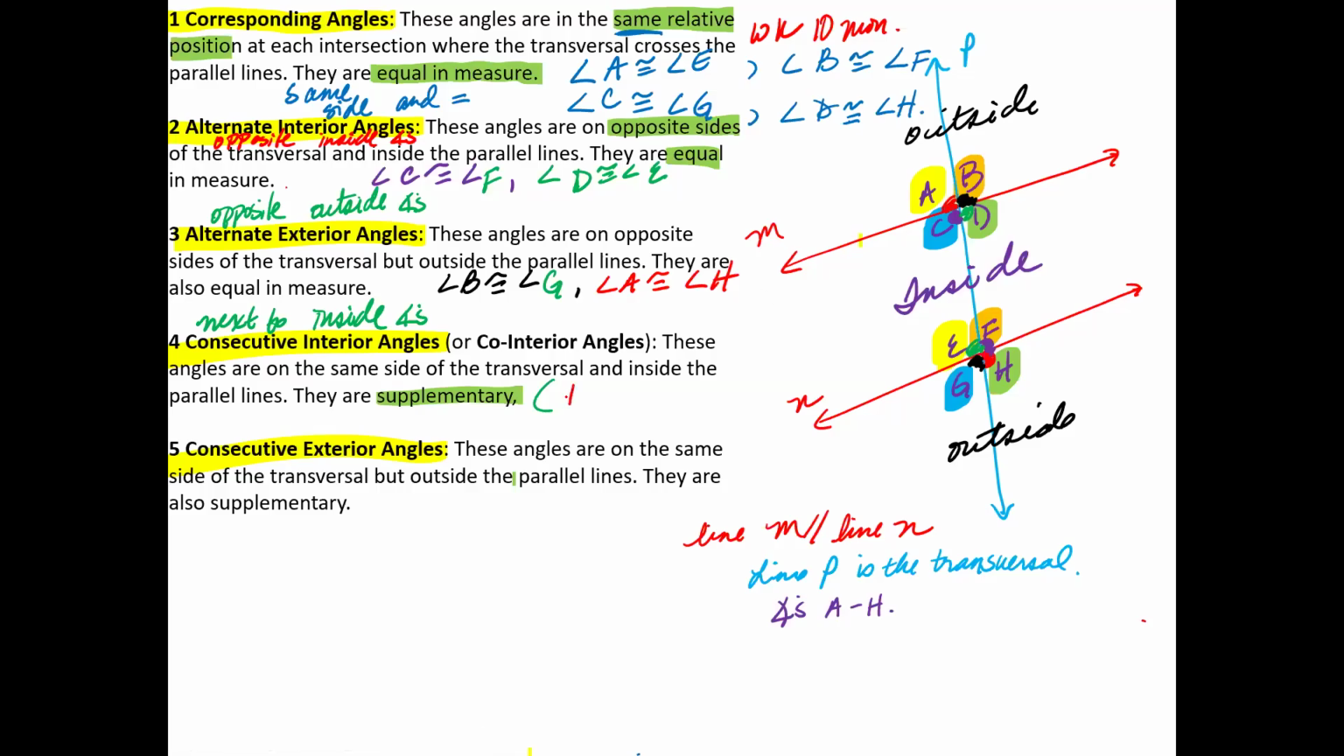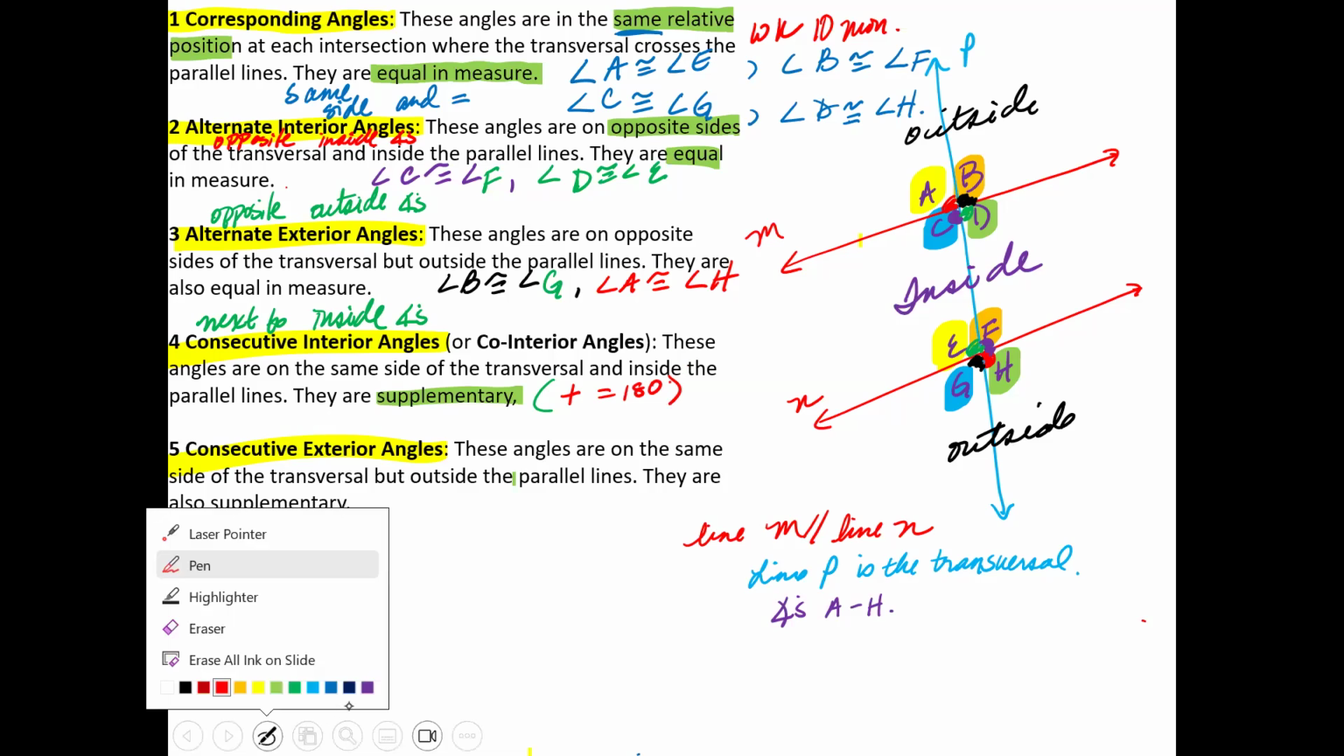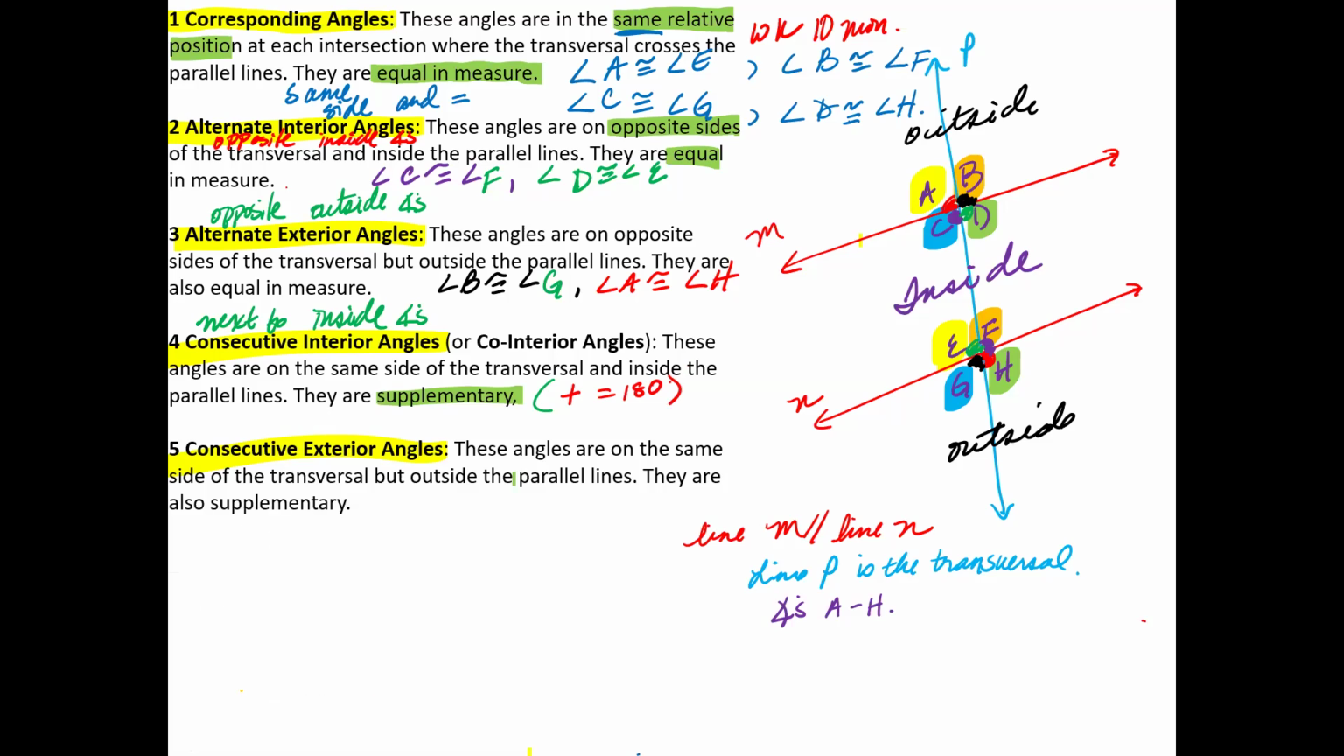Supplementary means that the angles add up and they equal 180 degrees. So two angles added together equals 180 degrees. So next to inside angles, which two angles on the inside are next to each other? Which two angles do you think they are? Next to has to be C and E.